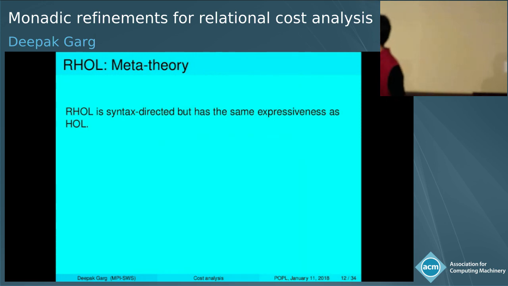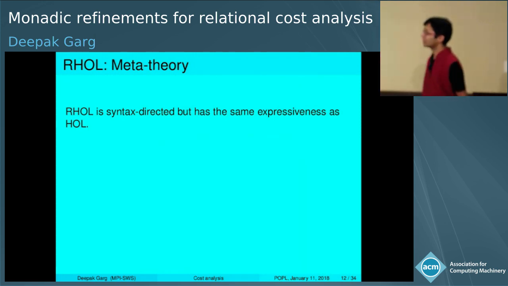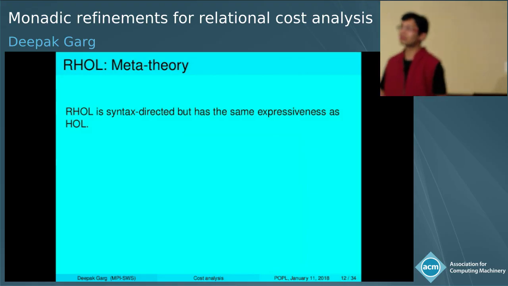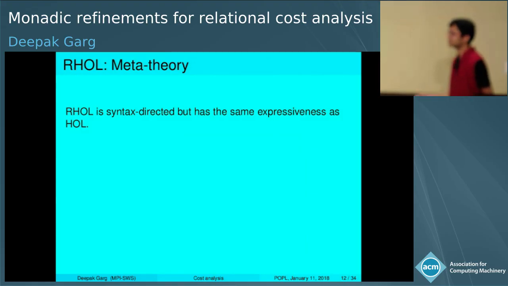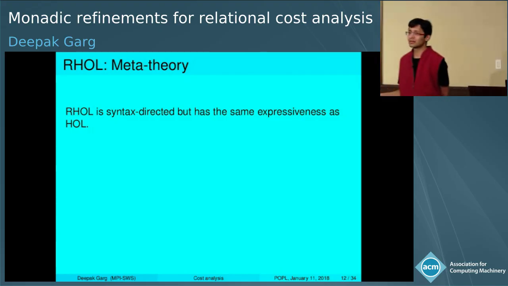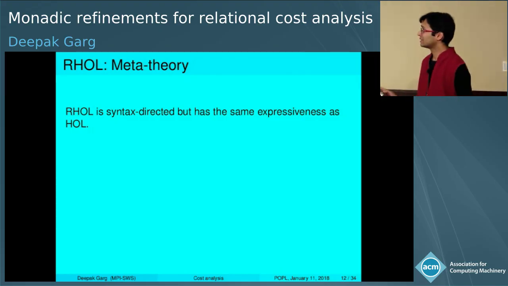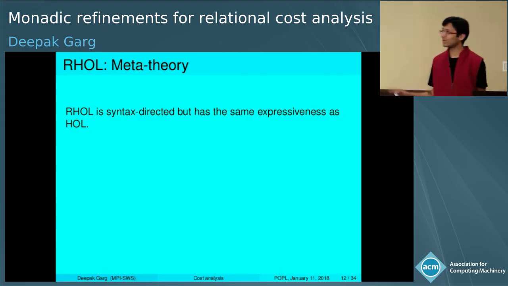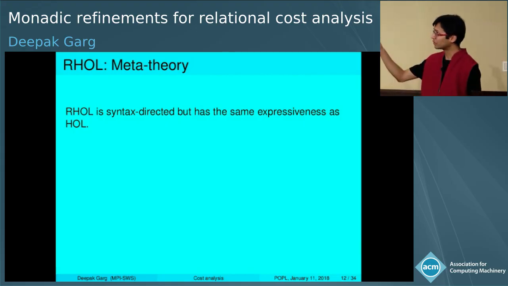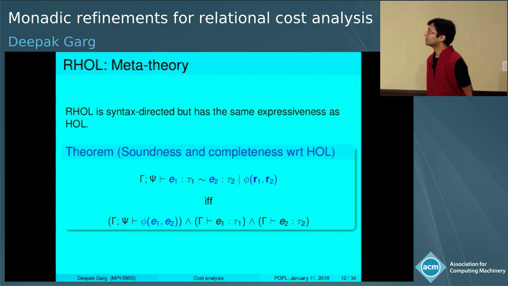Okay, let me briefly comment on what the meta theory of RHOL looks like. So you can prove a lot of syntactic properties like substitution, local soundness, local completeness, so beta reduction and eta expansion, they work out as expected. But the key meta theoretic result about RHOL is that despite being syntax directed, it has the same expressiveness as HOL itself. Okay, so if you did direct equational reasoning in HOL, you would not lose expressiveness by trying to do proofs in RHOL. So this is the exact theorem.